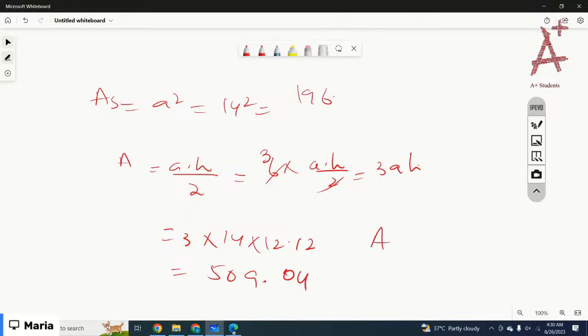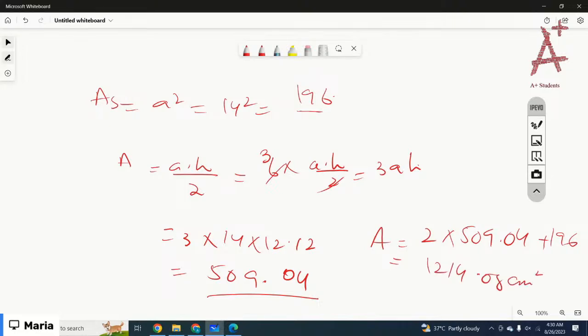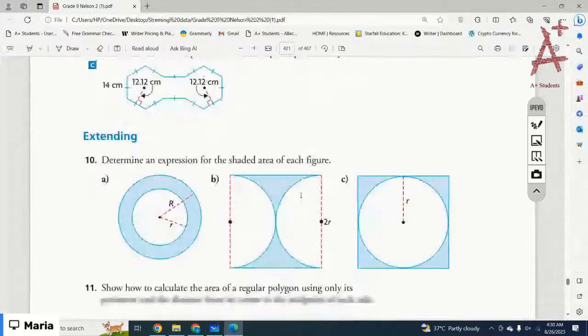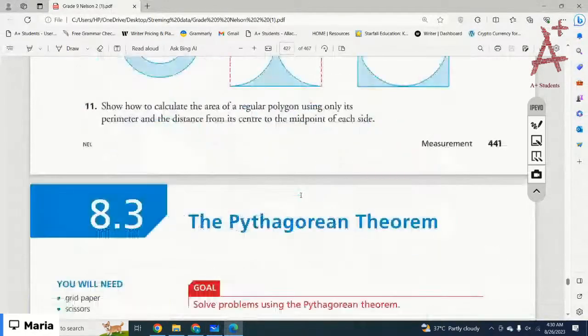So the area of the total figure is, you have to add 2 times the area of the hexagon, and then you have to add the area of the square. So when you add, it would make 1214.08 centimeter square, right? Okay, you can complete the lesson by yourself today.